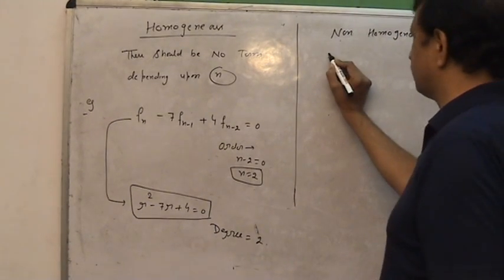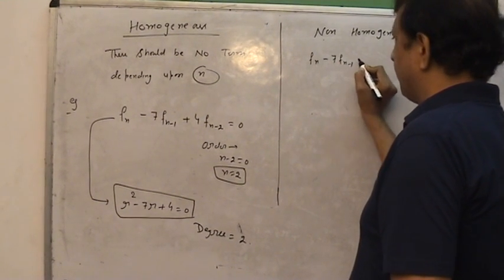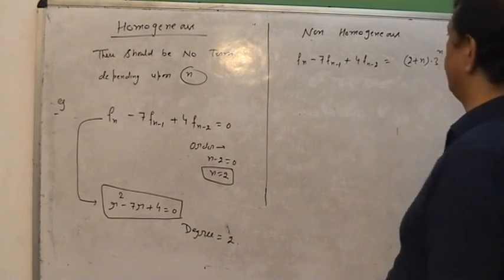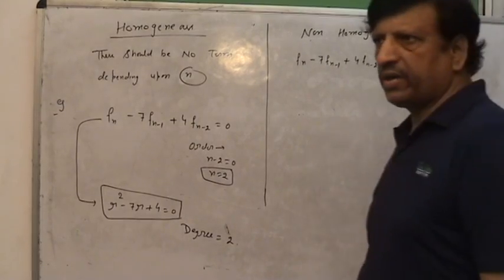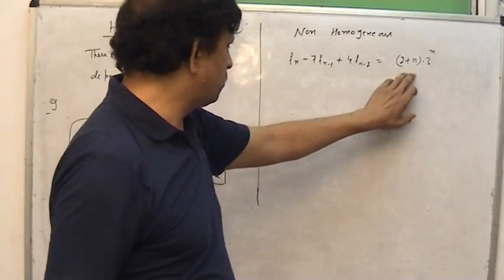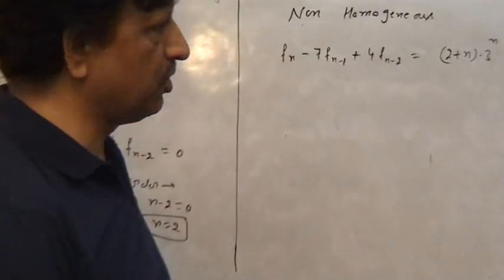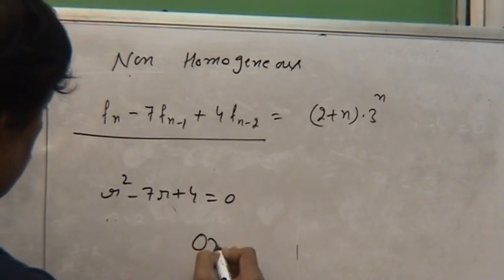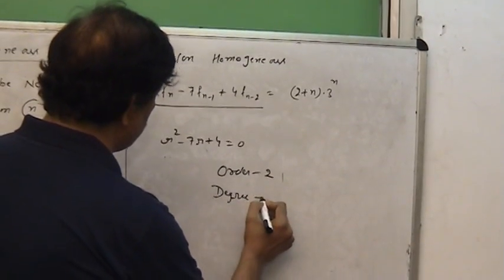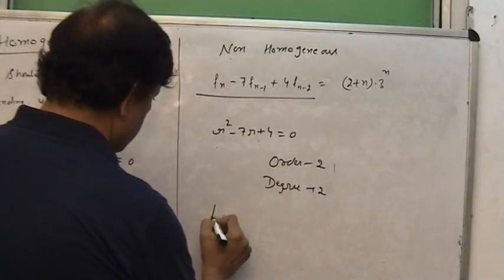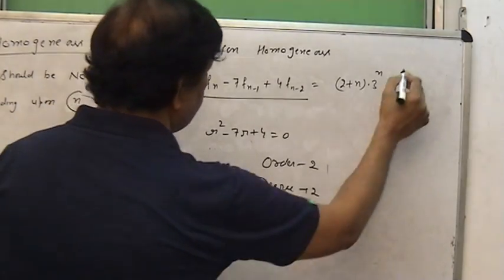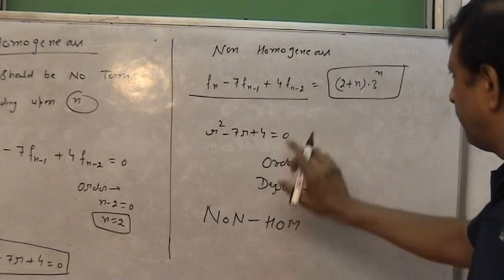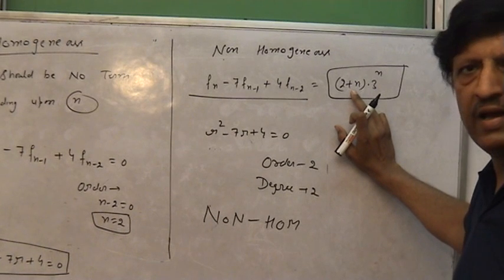On the other hand, if we see this example, f_n minus 7 times f_n minus 1 plus 4 times f_n minus 2 is equal to 2 plus n into 3 raised to the power n. Now, this term on the right hand side cannot be transferred to the left hand side because it is not a member of the homogeneous part. Now, it is the non-homogeneous equation. How? This part we see again the same, r square minus 7r plus 4 is equal to 0. Again order 2, degree 2. But it is not homogeneous, it is non-homogeneous. Why? Because this term cannot be transferred to the left hand side. As we change the value of n, this term will keep on changing.